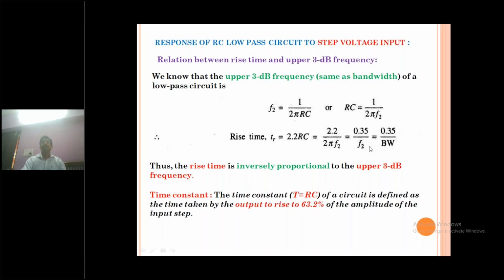This F2 is the same as the bandwidth, because for a low pass filter the lower cutoff frequency F1 equals 0. That's why F2 minus F1 equals F2, which is the bandwidth. So rise time TR equals 0.35 by bandwidth. From this equation we can say that rise time is inversely proportional to bandwidth or upper 3 dB frequency. This is important: how rise time and bandwidth are related. This was the step input of the low pass circuit.